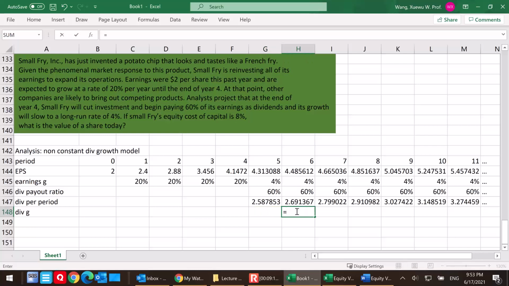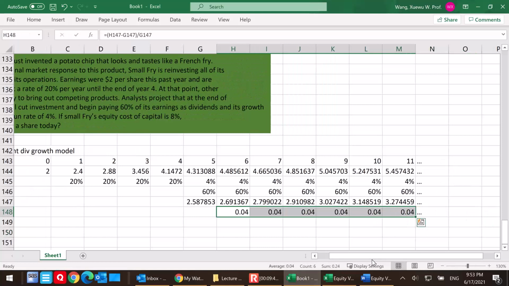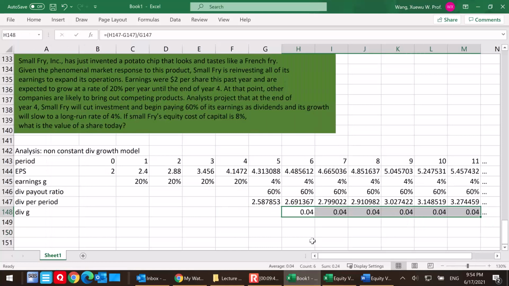Okay, so I have the year 6 dividend. I have the year 5 dividend. So one thing I can do is just do year 6 dividend minus year 5 dividend, divided by year 5 dividend. All right, so that will get me the dividend growth rate for year 6. And that's actually 4%. Okay, and I can copy this across. And now you see there's a very interesting pattern here. The growth rate for dividends starts to stabilize at 4% from year 6.